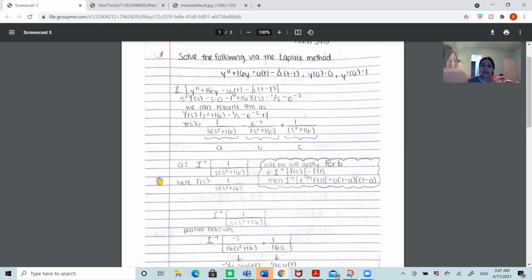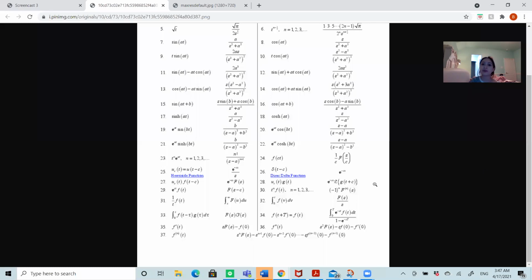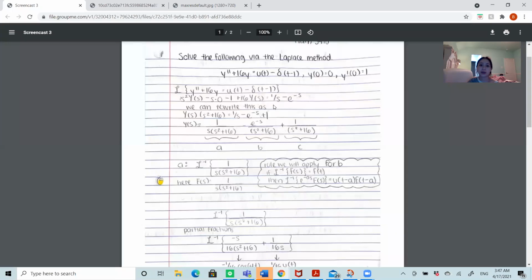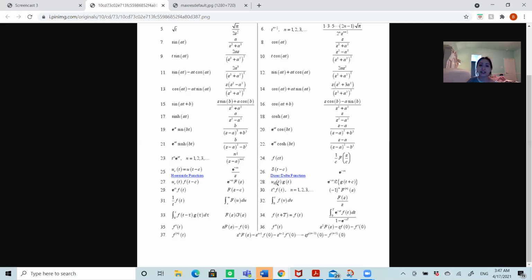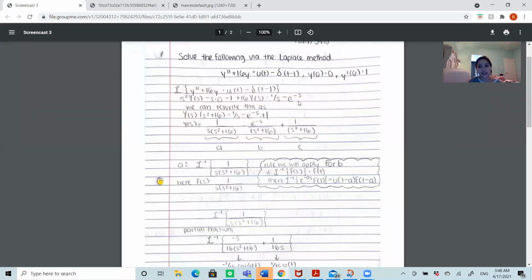And the Laplace transform of u of t, the step function, is 1 over s. This is the table that we will also be referring to. Here is the Heaviside function. As you can see, u of t minus c is equal to this, but since c is 0, e to the negative 0 is just 1. So that's why we get 1 over s, and then the Laplace transform of the Dirac delta function is e to the negative cs, and since c is 1, it's just e to the negative s.